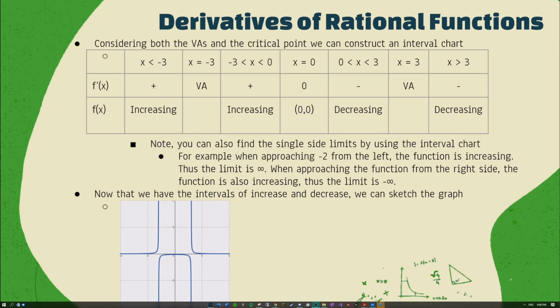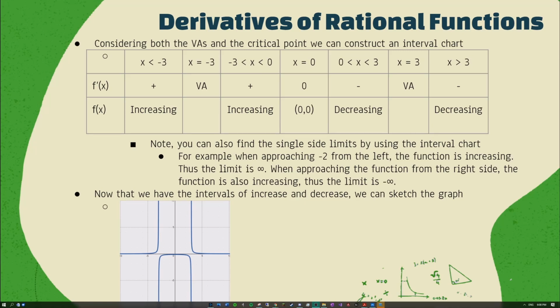So when we do this whole procedure, we figure out that our function is increasing when x is less than negative 3, and it's also increasing when x is in between negative 3 and 0. We know there is a point at the origin when x is equal to 0. Then after that, between 0 and 3, the function is decreasing, and then again it will be decreasing as x becomes greater than 3. So now we can clearly see why those vertical asymptotes are very important.